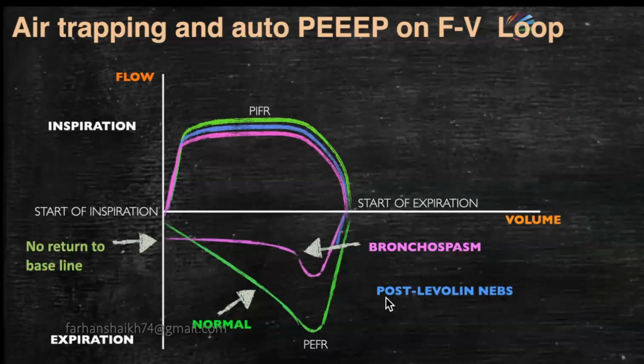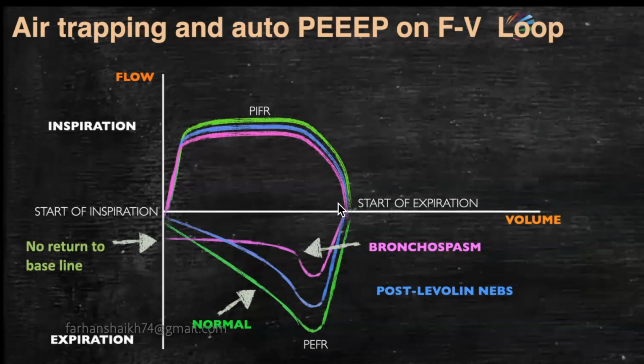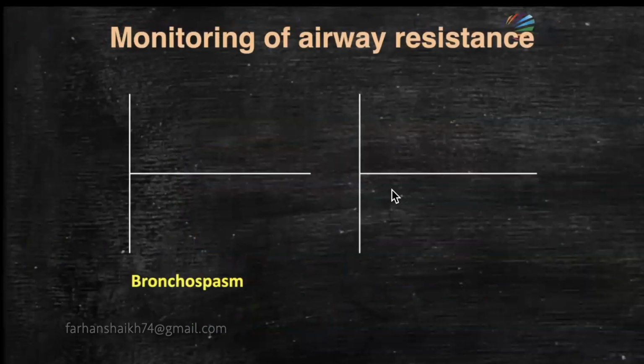And when we start nebulizations like levalbuterol nebulization, bronchodilator therapy, basically magnesium sulfate infusion, something like that, then we see the flows are better now, and the flows are touching the baseline. Also, the air trapping is reduced. So you can watch the flow volume loops to see the response to your treatment.